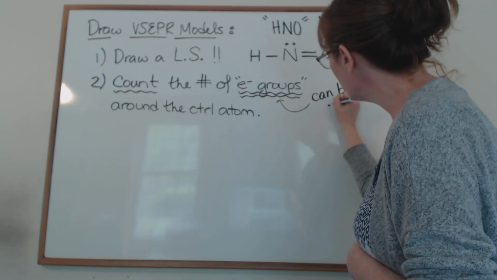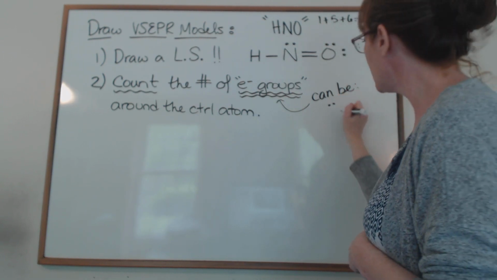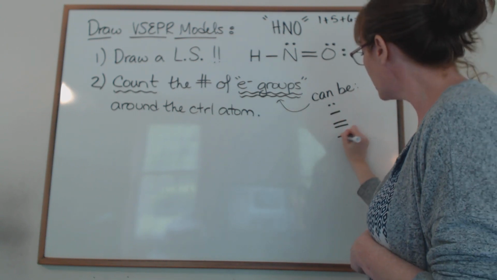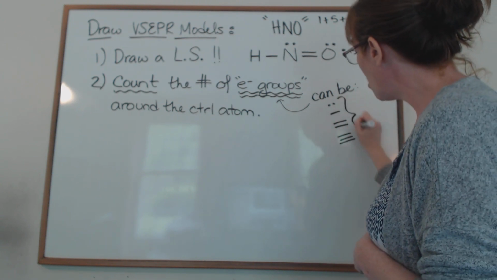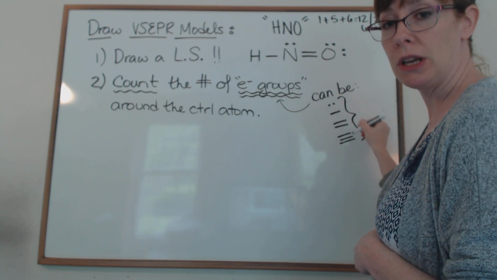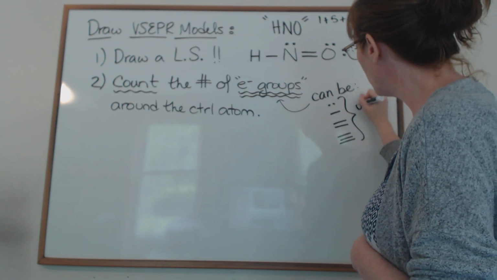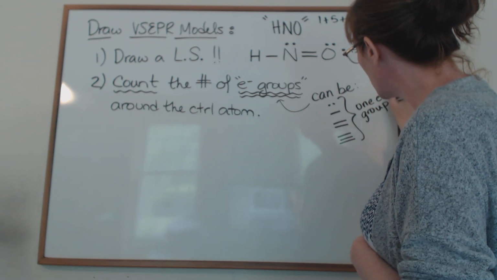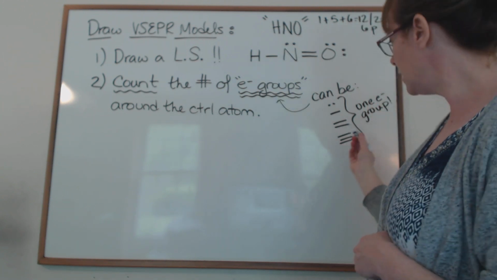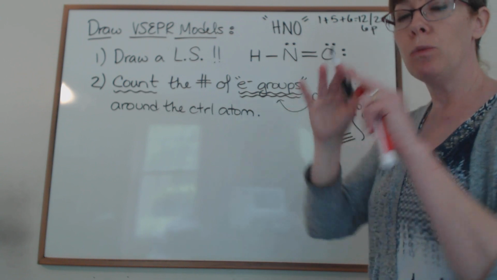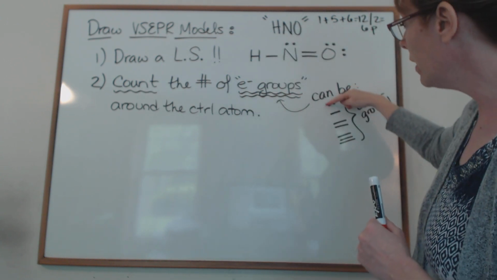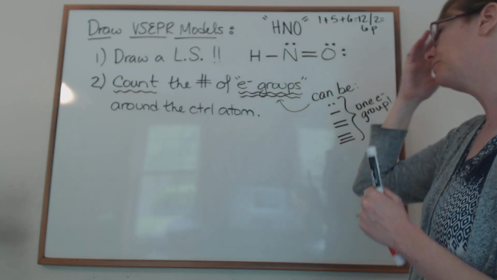It can be a lone pair. It can be a single bond. It can be a double bond. Or it can be a triple bond. But all four of these options count as only one electron group. That's what I'm saying. We're not talking about electron pairs, because this is two electron pairs, this is one. These are all equal in the sight of VSEPR modeling. These all count as a single electron group.